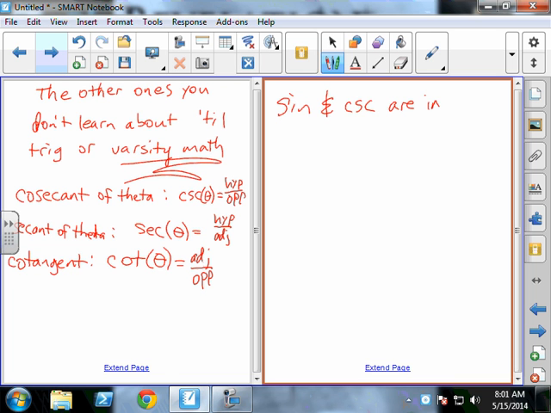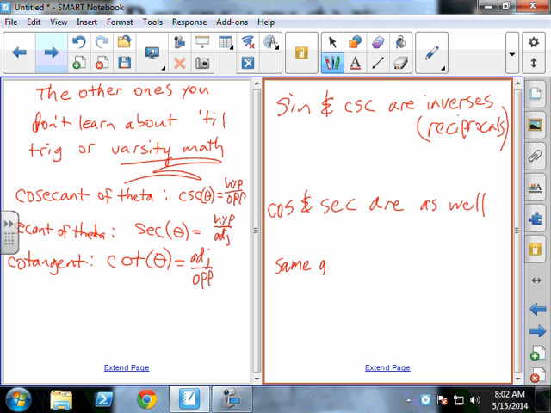Sine and cosecant are inverse, or reciprocals. Cosine and secant are as well. Same goes for tangent and cotangent. They're all reciprocals.